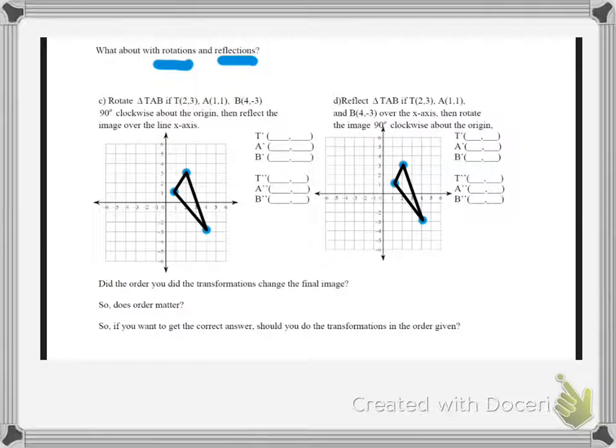Well, I know that that's going to bring this point at 1, 1 down here to 1, negative 1. It's going to bring this point at 4, negative 3 over to negative 4 in y and negative 3 in x, right there. And this point at 2, 3 is going to be at 3, negative 2, like so.